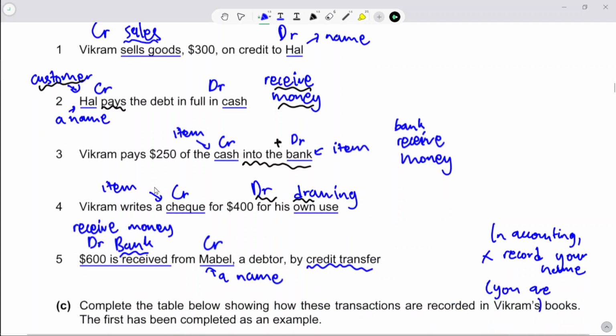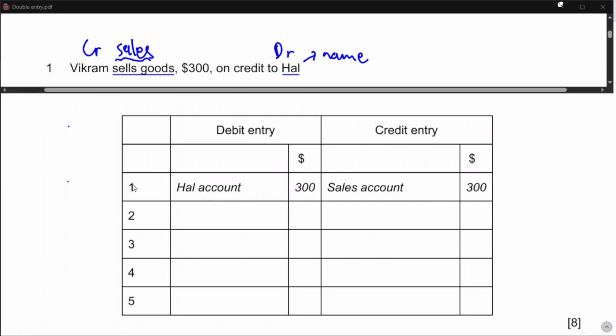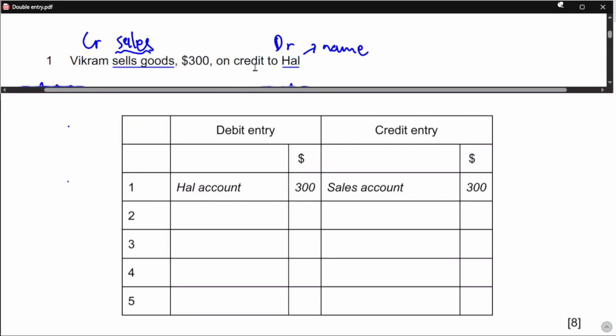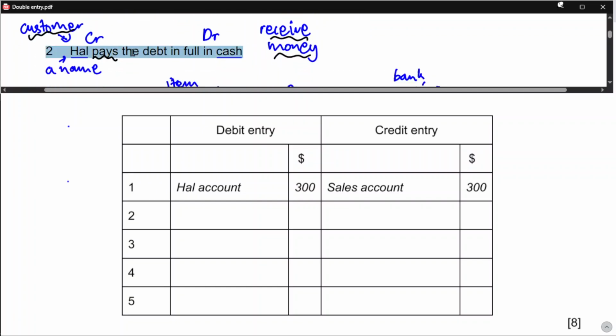Okay. So now let's input the answer. As you can see, the first line is already given. So now let's go to the second line. Credit how, and then debit cash. Pay the debt. The debt in full refers to this one, 300.